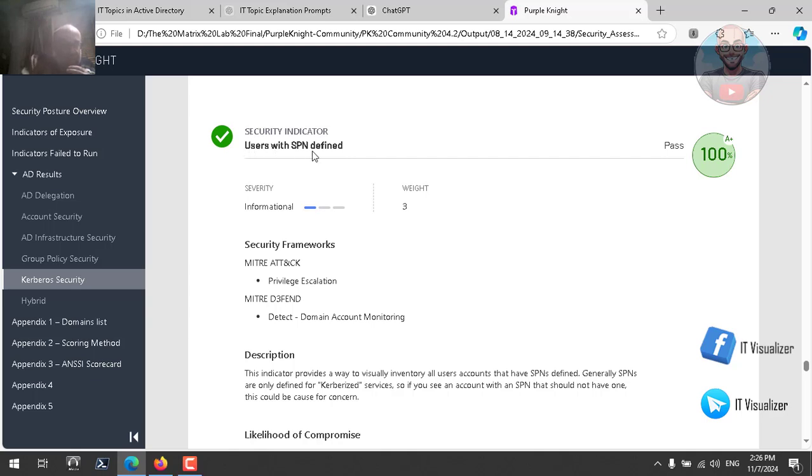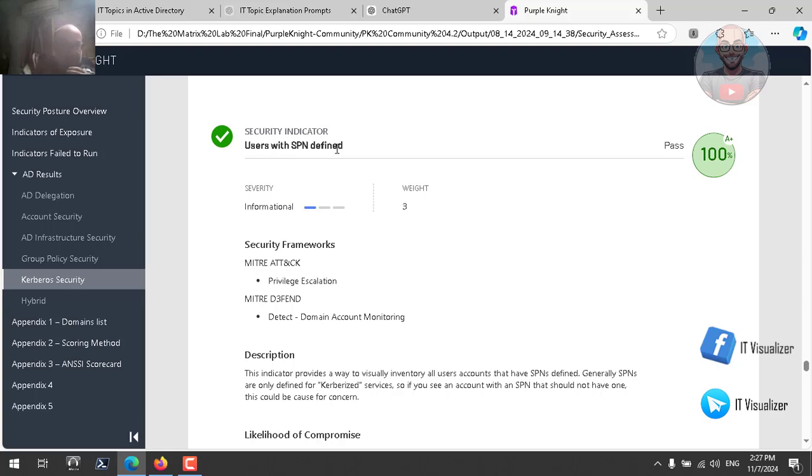Here we see users with SPN defined. Here he's talking about if you have a service account, you should register it as a service account by giving it a unique name, so the Kerberos will know that this account is a service account. So this is users with SPN. He is talking about normal users that you mistakenly registered as a service account. So this is the concept, he is looking for normal users that are registered as a service account by mistake.